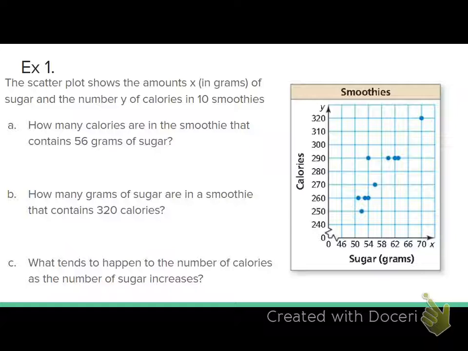All right, here we have an example of a scatter plot that's already been made for us. It shows the amount X in grams of sugar and the number Y of calories in 10 different smoothies. So there are 10 different points on our graph. Okay, so first thing, being able to interpret this, our sugar is shown on the x-axis. Our calories are shown on the y-axis. So each of these points represents a smoothie, and it shows how many calories are in it and how much sugar is in it.